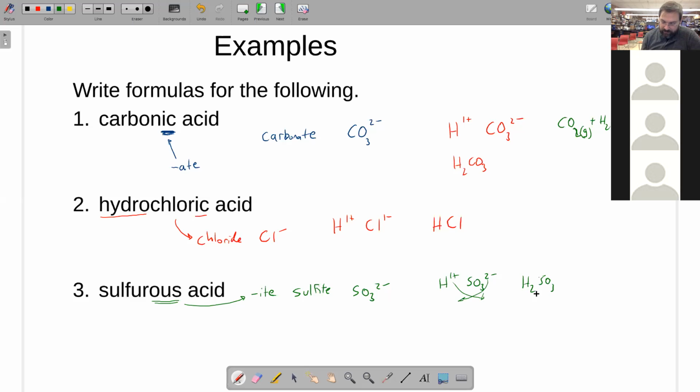H2SO3 must be the formula for sulfurous acid. How sulfurous acid is H2SO3 is that SO3 is sulfite, and ite changes to ous. So sulfurous acid, its formula is H2SO3.